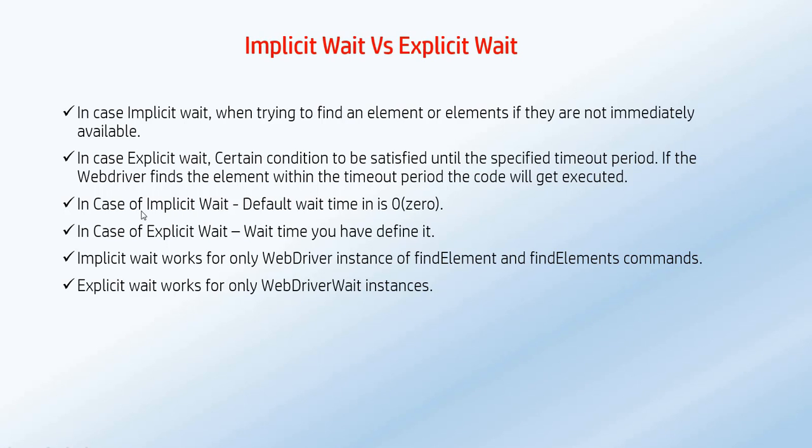And after that, in case of implicit wait, the default time will be 0. In explicit wait, you have to define it yourself. The default wait time cannot be defined by the Selenium WebDriver. The third difference is that implicit wait works only for WebDriver instances, that is the find element or find elements commands in Selenium WebDriver. Finally, explicit wait works only for WebDriver wait instances.